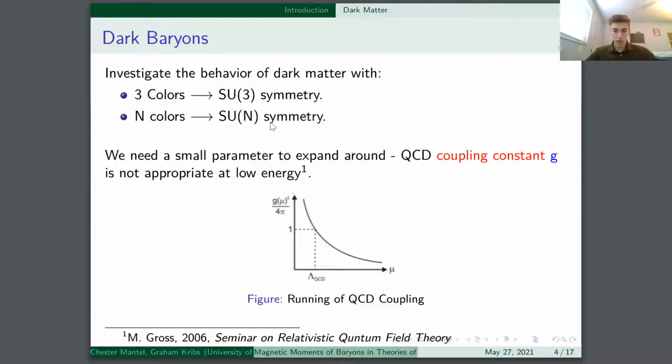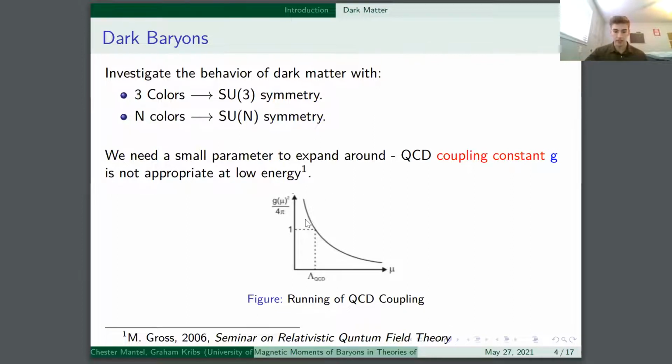Now, one of the main reasons for this is that we need a small parameter to expand around. If you've ever done perturbation theory, you know that you need some small parameter, and it's similar to a Taylor expansion. Now, in quantum electrodynamics, you do have that parameter, the fine structure constant, and it works quite well. But in QCD, the coupling constant g at the energy scales we usually see is about equal to 1. So that's the worst thing you could have for an expansion parameter.